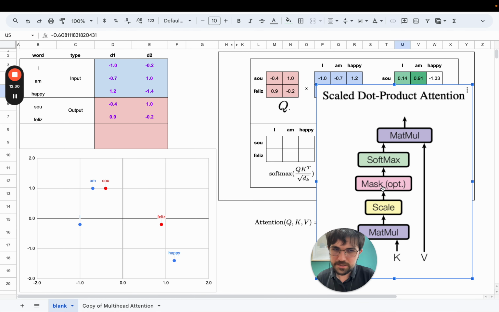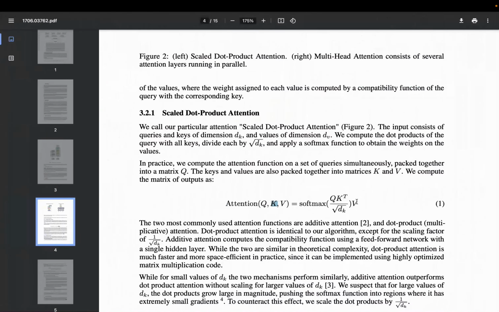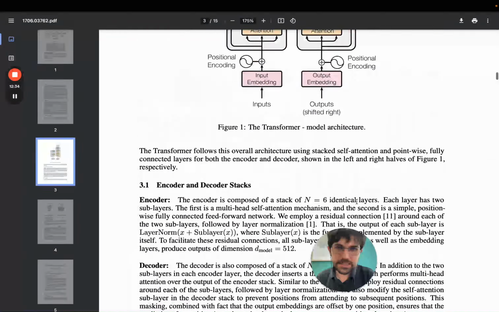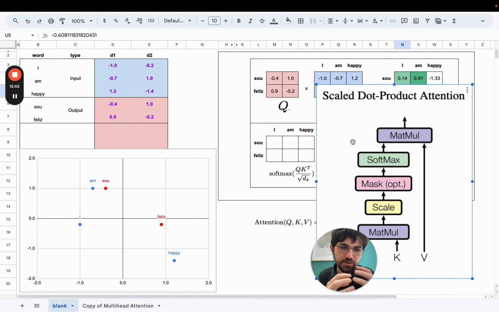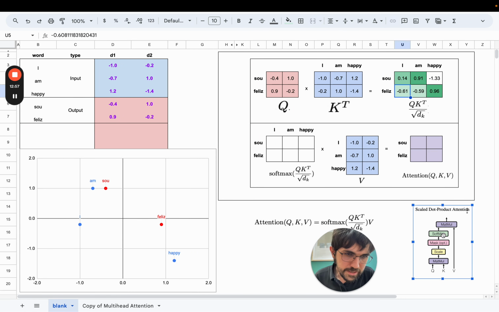This mask that we see here, this terminology, is used in this part here, in which they don't want the future words to be seen before, because the idea is always to predict the next word. So that's where this mask comes in. In this part here, in the cross attention, it's not needed. So let me go back, and then the next step is to perform this softmax.